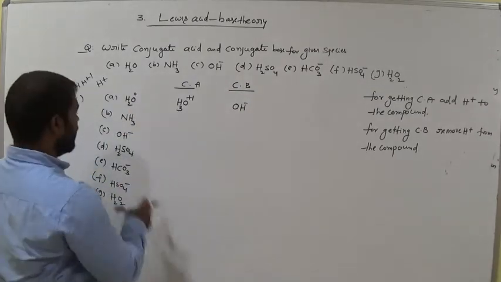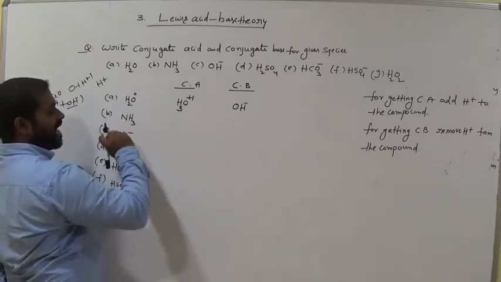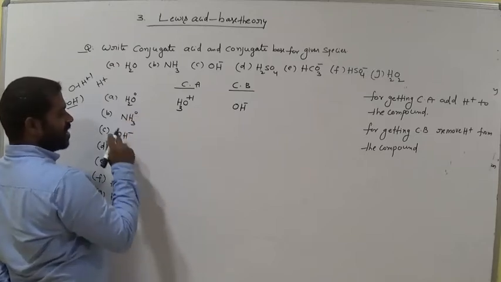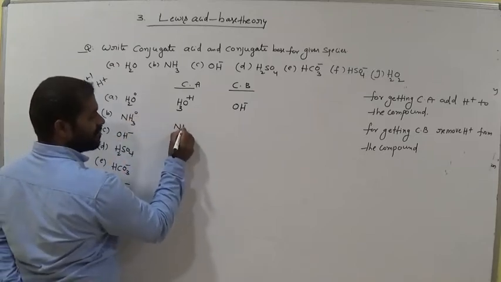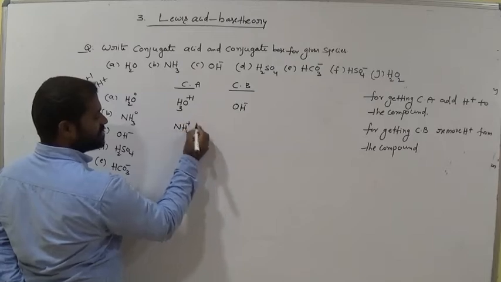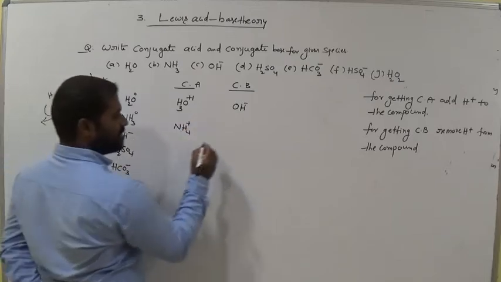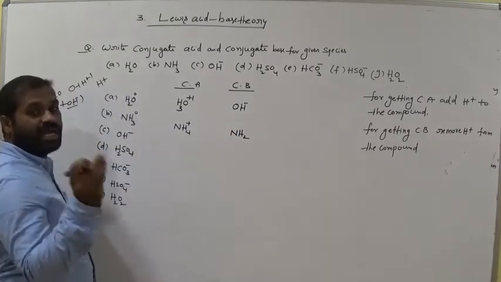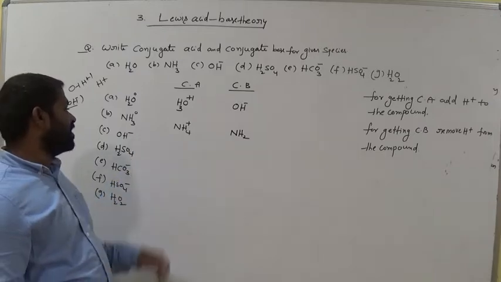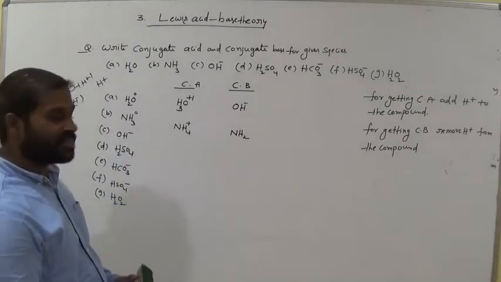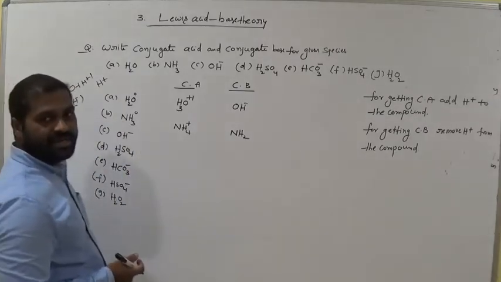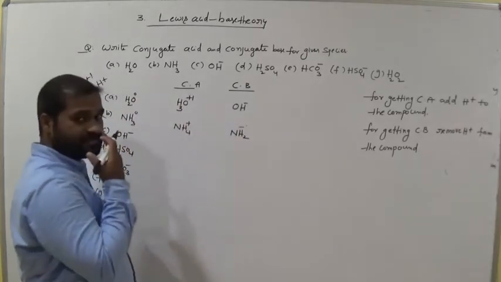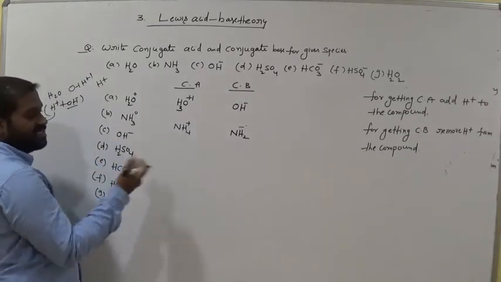Am I right? Now write for here. For conjugate acid, add H plus. What is the charge here? 0. Am I right? Now add H plus. Then what happened? NH4 plus. Now remove H plus. Remove H plus means NH2. Here totally we have 3 hydrogen atoms. Just we remove one hydrogen. One H plus is removed. So we keep one minus. If you remove H plus, keep minus.